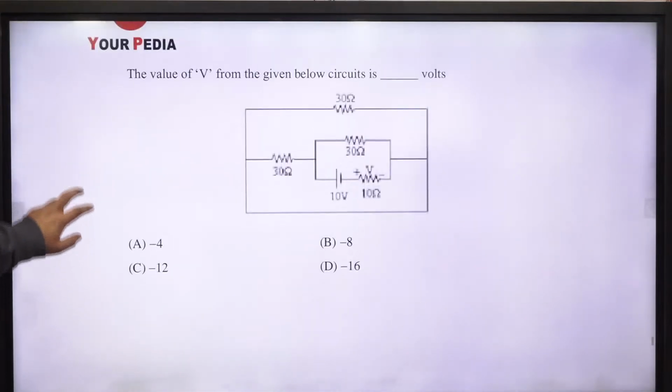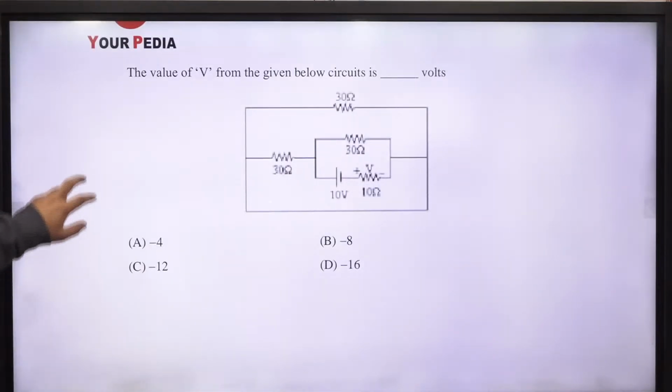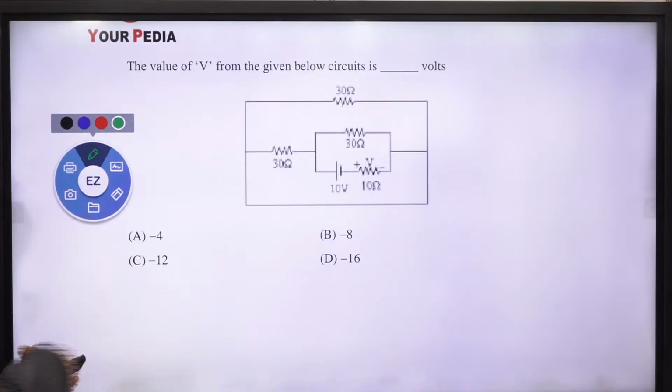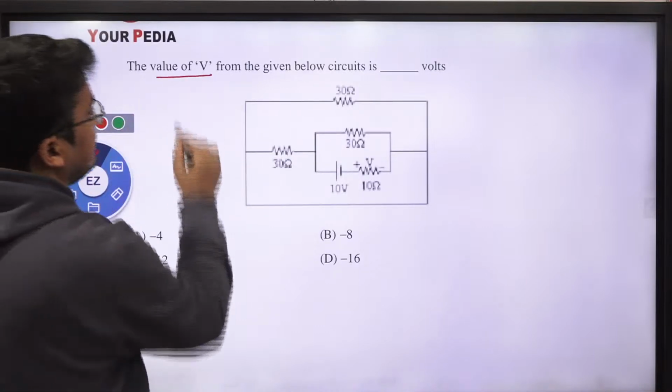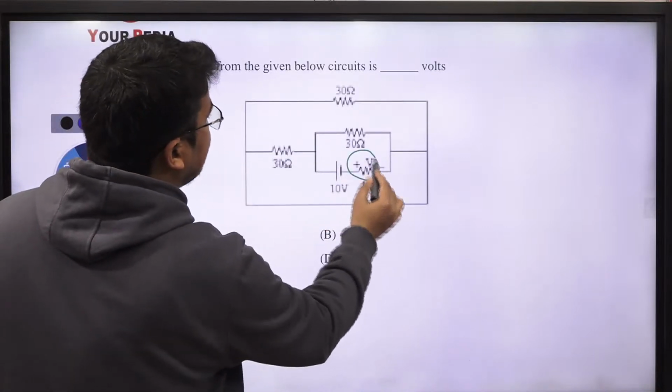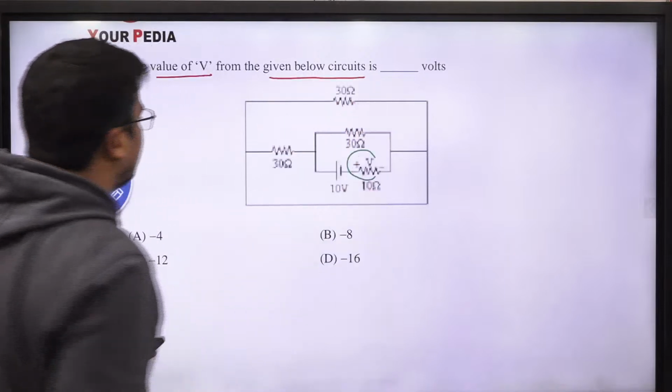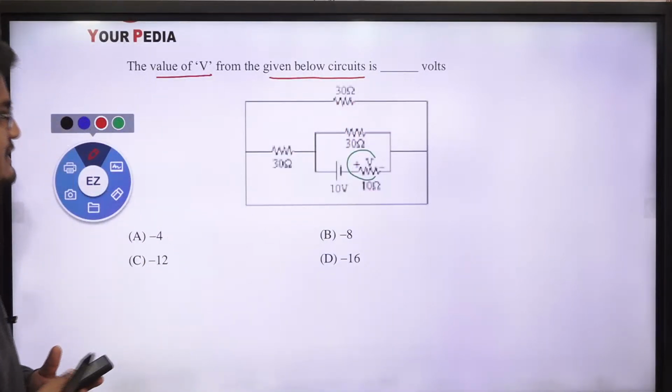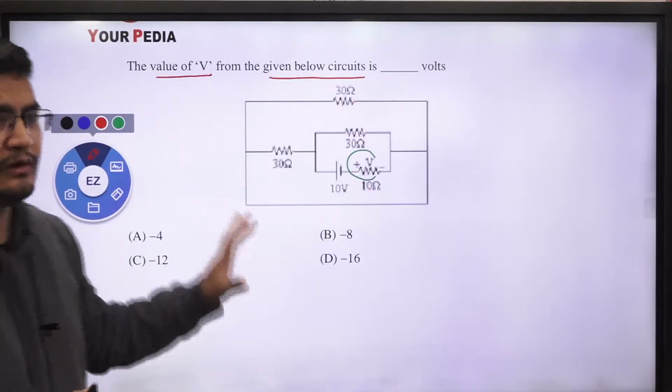Again, guys, next question is from the network. You can see the question is: the value of V is being asked here for the given circuit, in volts. Answer options are -4, -8, -12, -16. See, this is a very straightforward question.